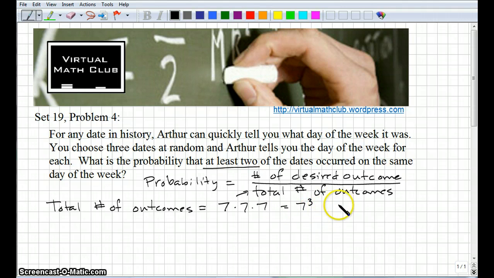The trickier part of this problem is to find the number of desired outcomes, the number of ways that you can get at least 2 dates, or 2 days of the week, the same. There's a number of different ways you can do this. It's at least 2, and we've only chosen 3 dates, so it essentially means the number of ways we can have 2 dates the same or 3 dates the same. So you could do some casework, look at the number of ways you could have 2 dates the same and the number of ways you could have 3 dates the same, and add those together. But I'm actually going to do it hopefully an easier way by looking at the complement.